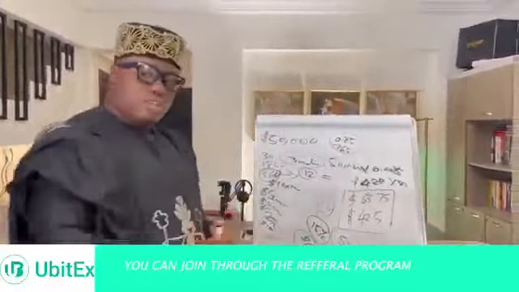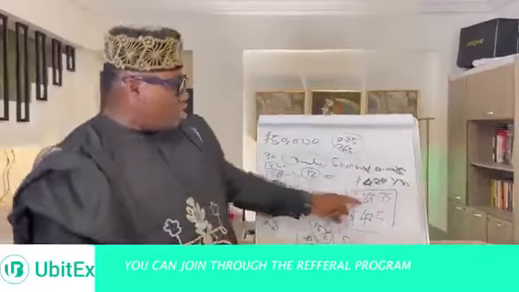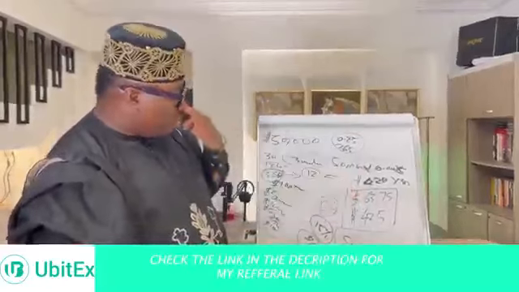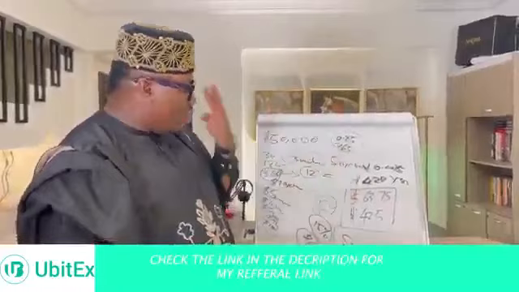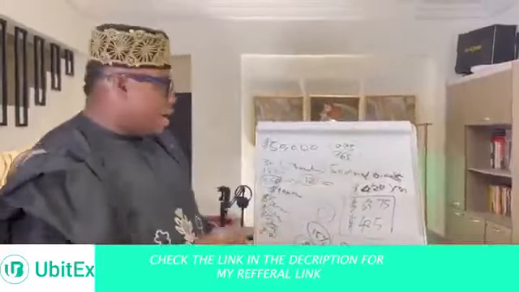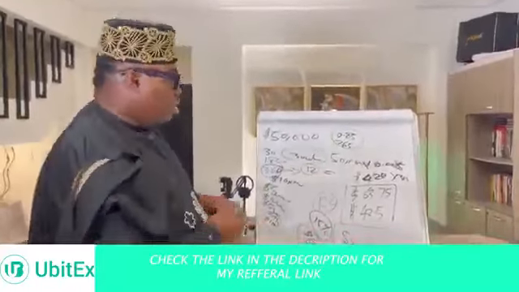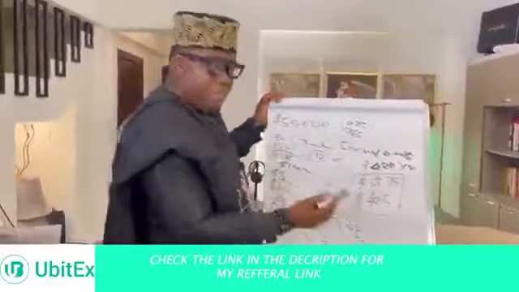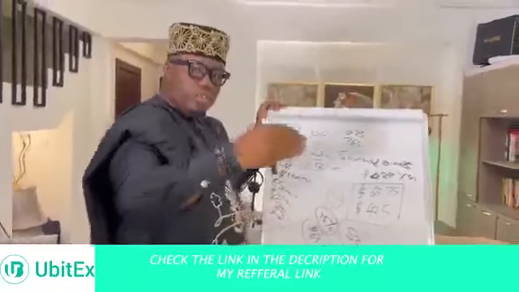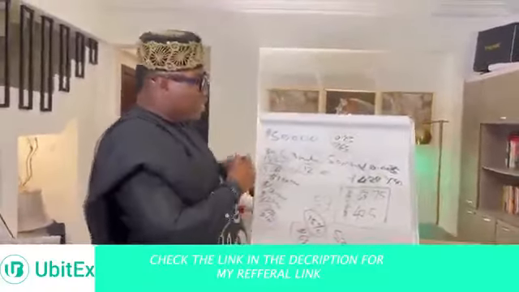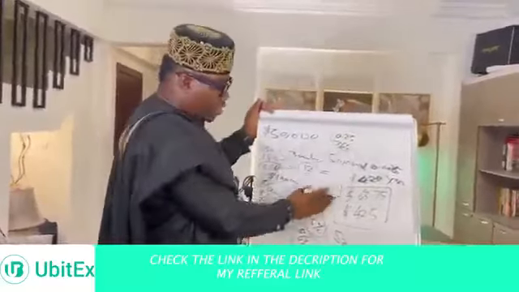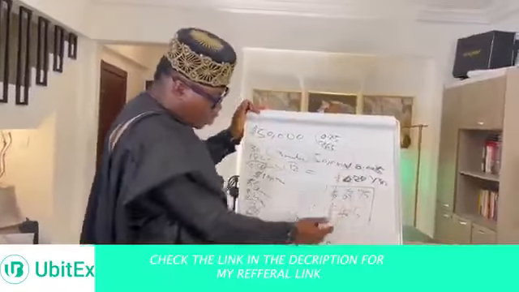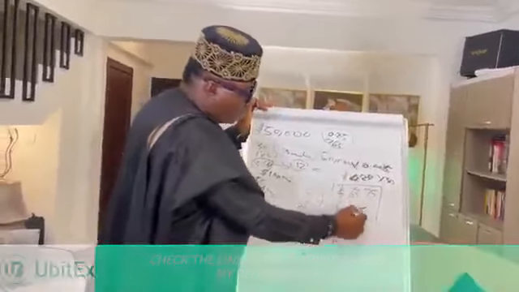Now, you can also earn second generation. If the guy you invited invites somebody and the person also invests, anything that person is earning, you're going to be making 10% of that. So first generation is 15%, second generation is 10%. So let's assume the person he invited also did 50,000 and is earning 425. 10% of 425 is going to give you 42.50. Okay?